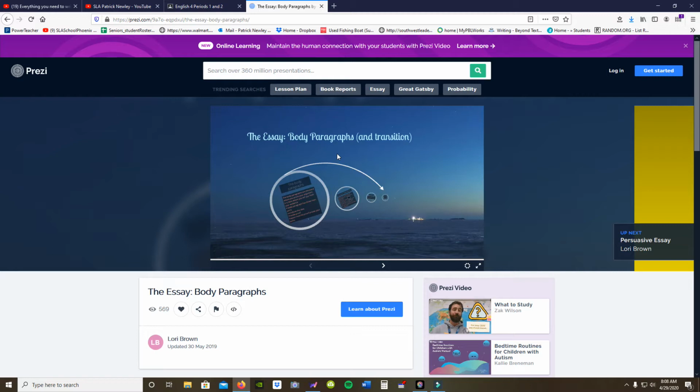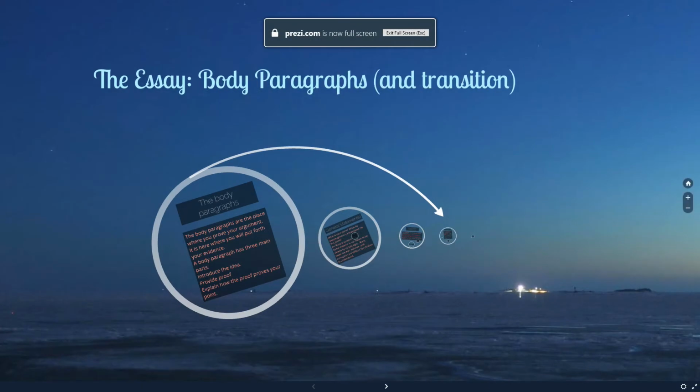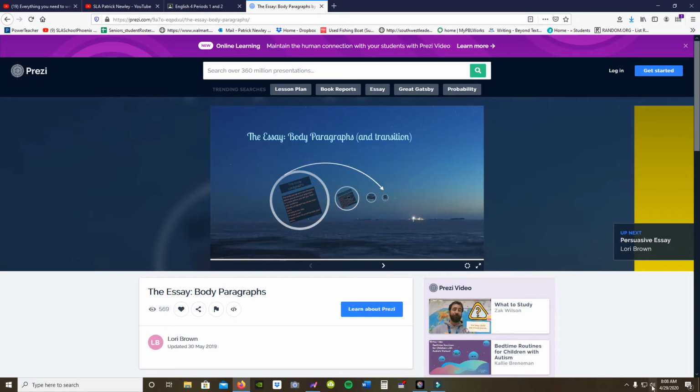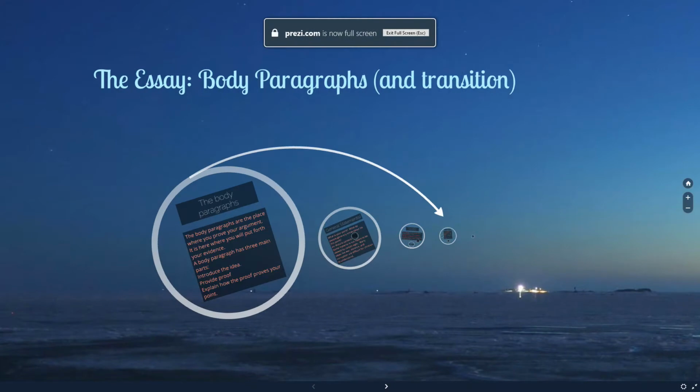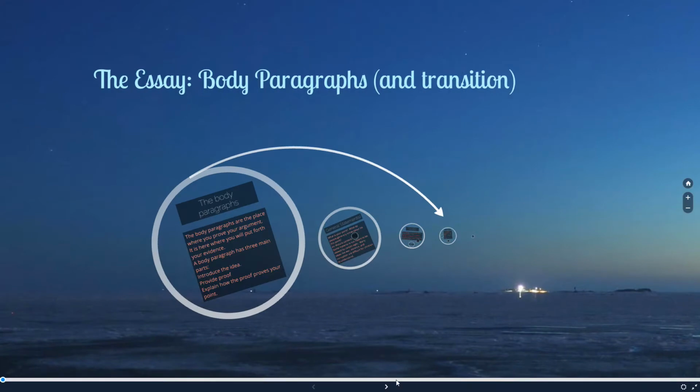Some of you have already sent me drafts of your research paper. I've edited a few of those and sent those back to you. I know some of you were sending me questions about writing your paragraphs and your transition, so I thought that I would do a mini lesson on writing body paragraphs and how beneficial they are to the essay that you're writing, especially in terms of your argument. So we're going to get started here.